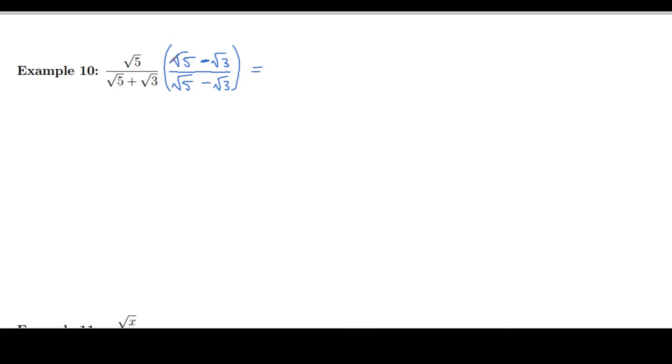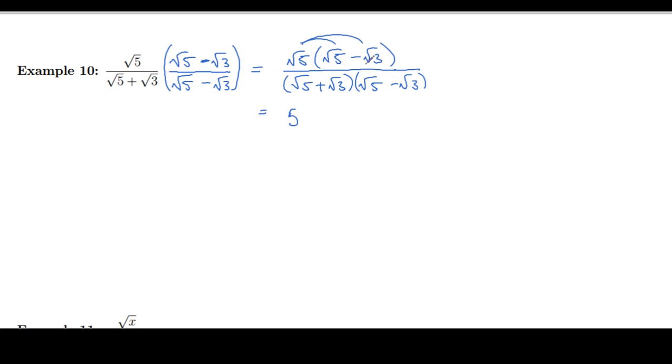Okay, so now if we multiply the numerator, this will be root 5 times root 5 minus root 3, and in the bottom we will FOIL these, right? So this will be root 5 plus root 3 times root 5 minus root 3. Okay, so distributing this in, we're going to have root 5 times root 5 is actually 5, and then root 5 times minus root 3 is minus root 15. And in the denominator, we're going to do first root 5 times root 5 is 5. Root 5 minus this, so that's minus root 15. And then we'll have plus root 15.